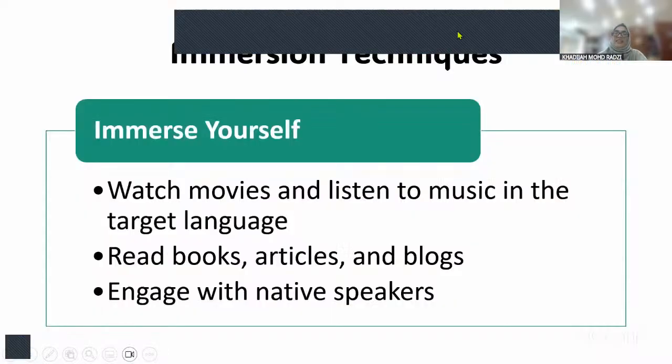Besides that, you can use immersion techniques to improve language. What can you do? Watch movies and listen to music in the target language, read books, articles, and blogs, and speak English with native speakers. These days, with the advancement of technology, you can use the different apps that are available. I think most of the students here, their problem is they do not use the language. They only use the language in class. Therefore, you take longer time to improve.